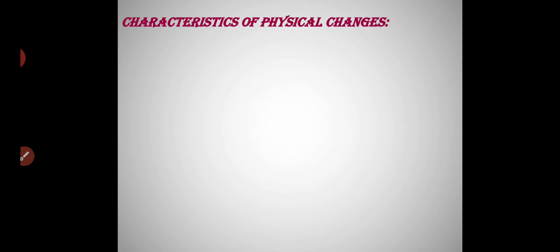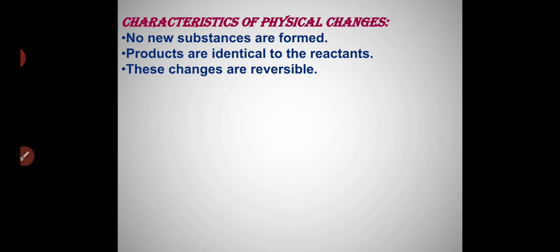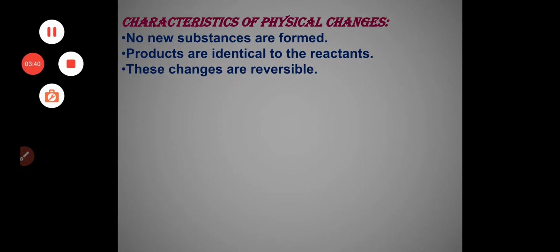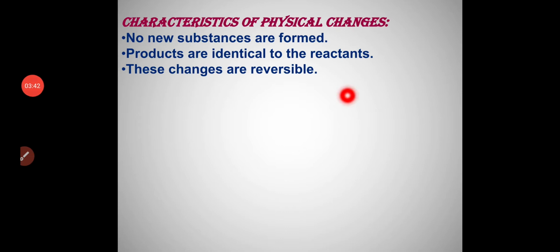Now, characteristics of physical change. So what are the characteristics? When there is a physical change, no new substance is formed. Products are identical to the reactants. Means the substances are identical to the reactants. These changes are reversible. So we can get the product as it is again.